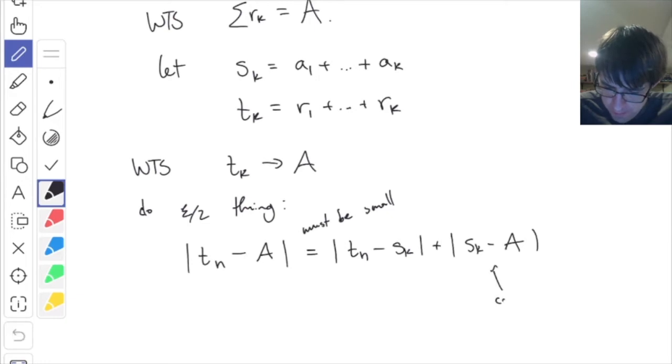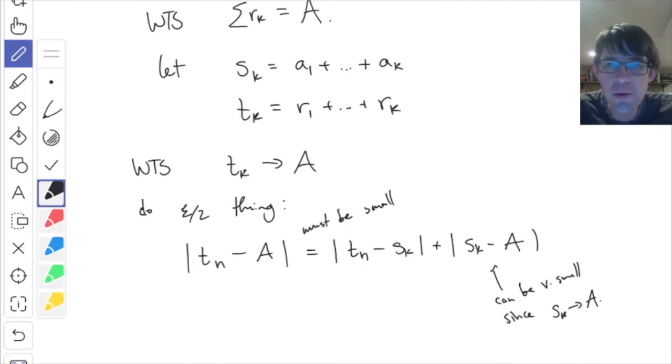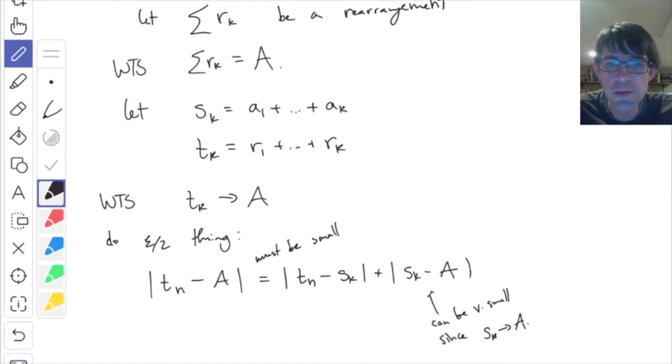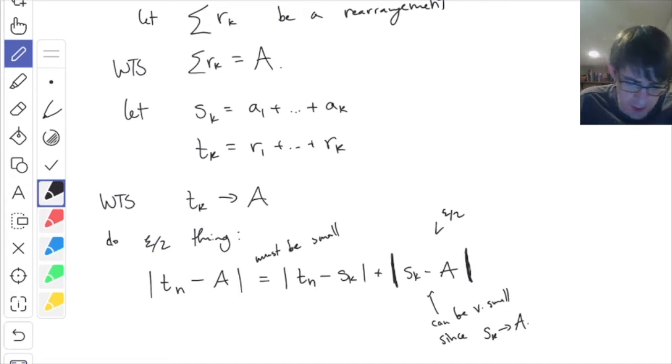And we can say Sk minus A can be very small, since we have already assumed that Sk approaches A, right? A is the value of the original series, and Sk is the sequence of the partial sums. So this part, Sk minus A, you can easily make less than epsilon over 2. That's the easy part of the proof. The hard part is this, and this is where I'm going to get a little vague.